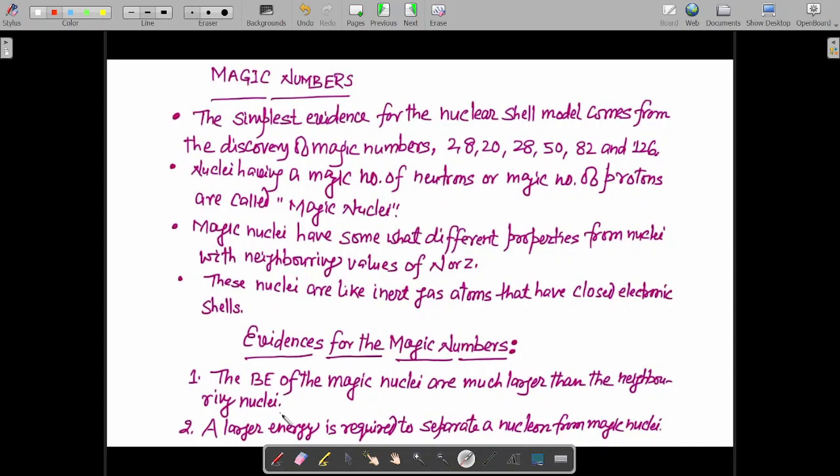But a similar case is there with magic number nuclei. A larger energy is required to separate a nucleon from magic nuclei. If we try to eject a proton or a neutron from a nucleus having a magic number of protons or neutrons, that is going to be very difficult because it has already closed shell. So a very large energy is required to separate a nucleon from magic nuclei.